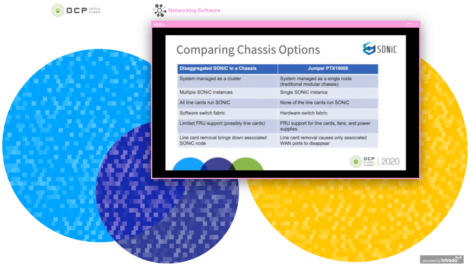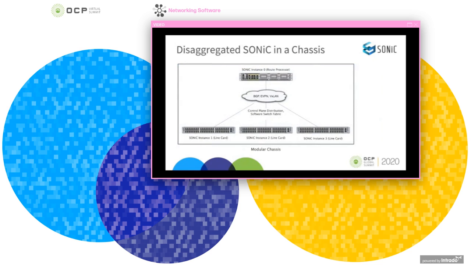We believe this to be superior because it takes advantage of the hardware switch fabric. It has simplified management, and because a single IP address is associated with the node, there are reduced routing adjacencies, leading to better scalability. Here's a diagram illustrating disaggregated SONiC in a chassis.